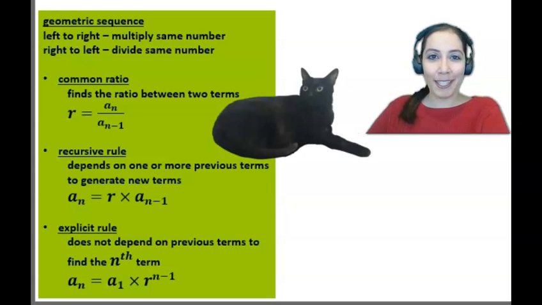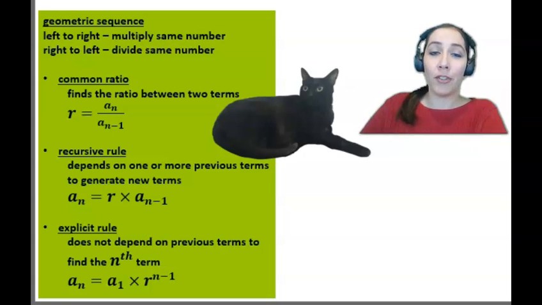Chloe is here with her latest tips and tricks. She wants you to know that when you have a geometric sequence, you will be multiplying the same number when you're going from left to right, and you will be dividing the same number if you were going right to left between each pair of consecutive terms. The common ratio finds the ratio between two terms. It's r equals a sub n divided by a sub n minus 1.